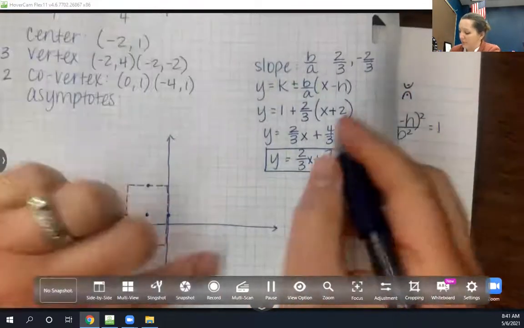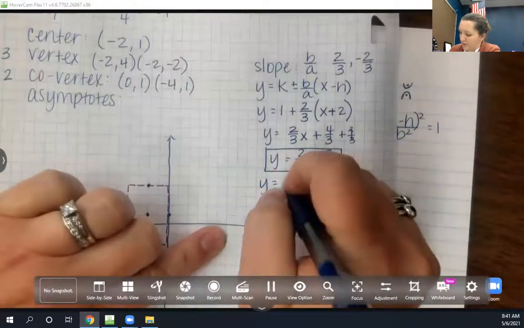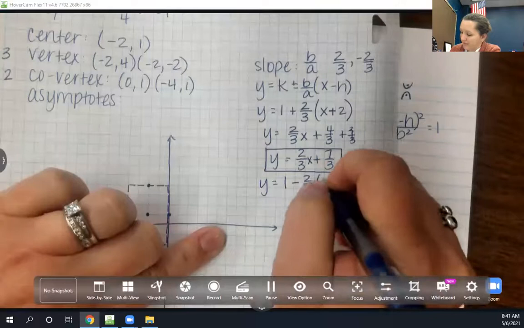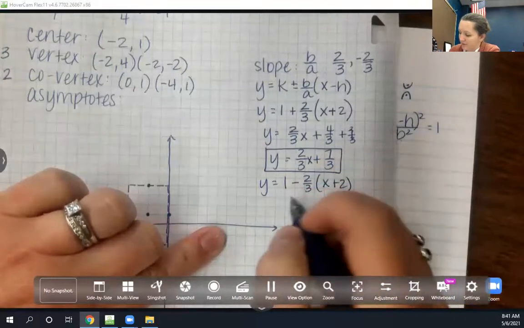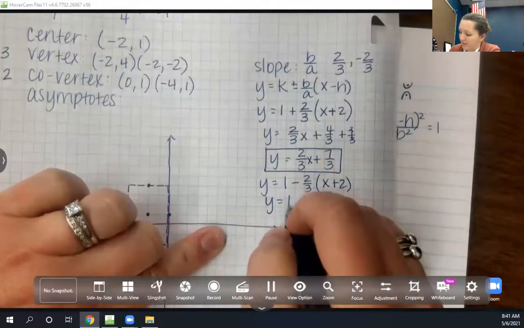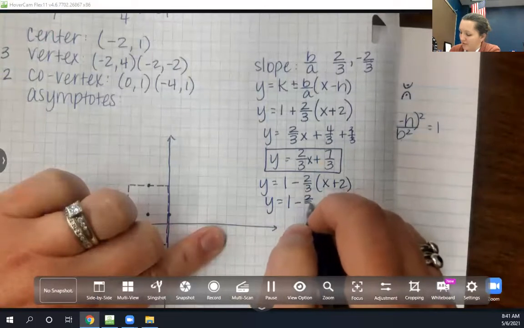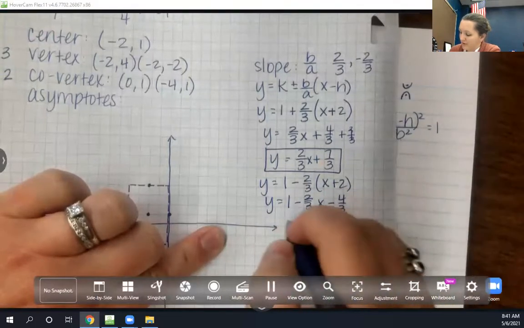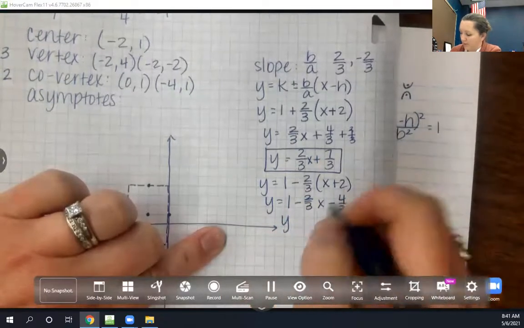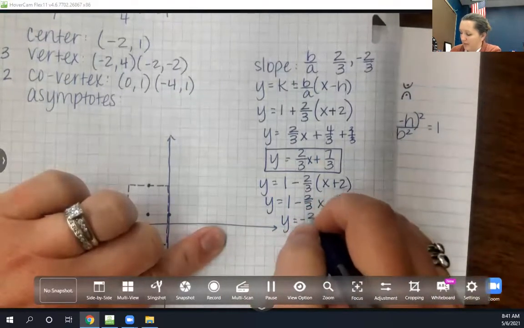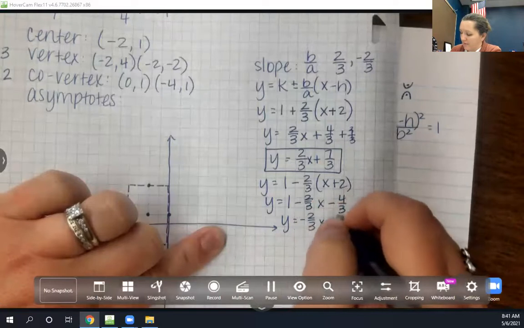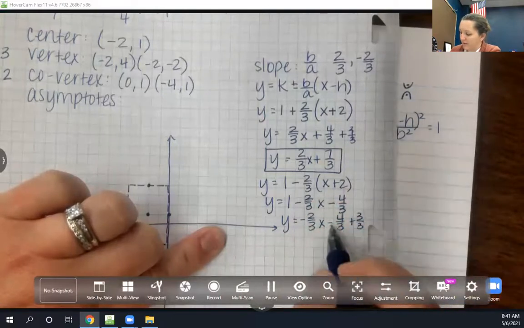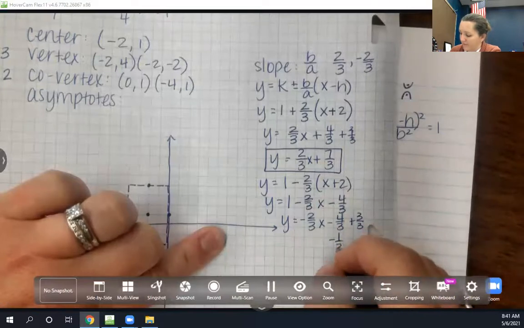Now we should do the negative one, right? So it's y equals 1 minus 2/3 x plus 2. Guess what? It kind of looks the same. Equals 1 minus 2/3 x minus 4/3. So let's put that 1 and that 4/3 together. Y equals negative 2/3 x minus 4/3 plus 3/3. So it's a negative 1/3, right?